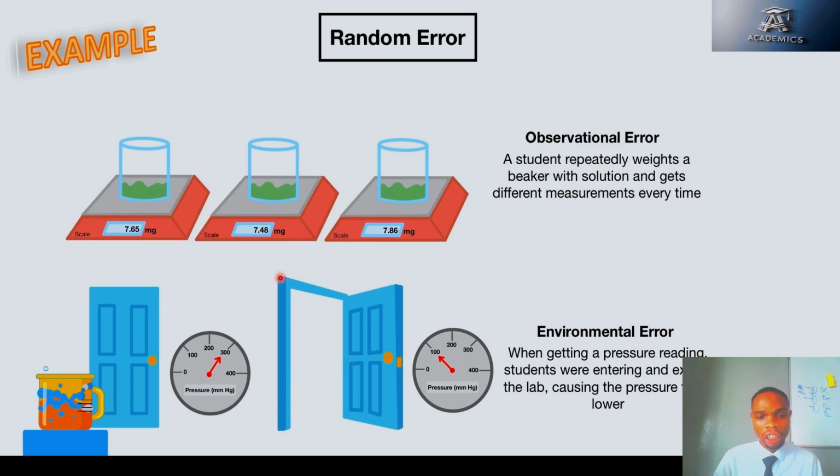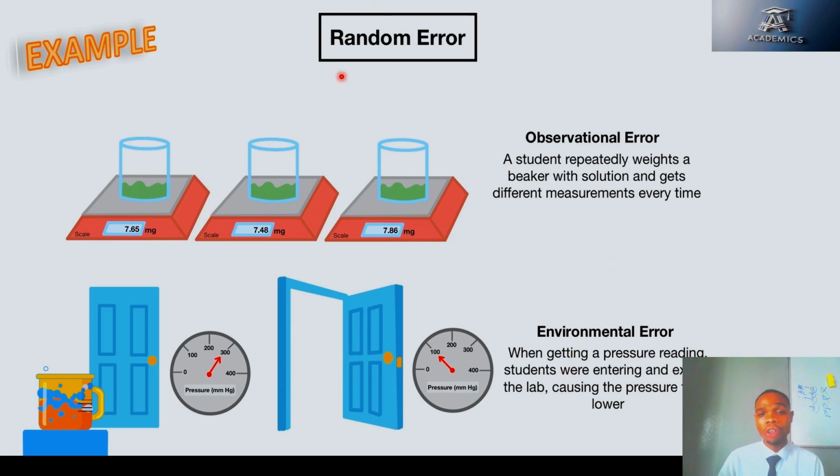For random error, when there's consistent variation in your result, you know that this is a random error. What you have to do to correct it is to add all these results together and get the average to give a good result. Again, it can be environmental error. For example, when getting a pressure reading, students were entering and exiting the lab, causing the pressure to lower. As students are coming and going, it will affect the pressure of your reading. Instead of giving you the actual reading, it gives you a lower reading. You can see that it can be environmental.